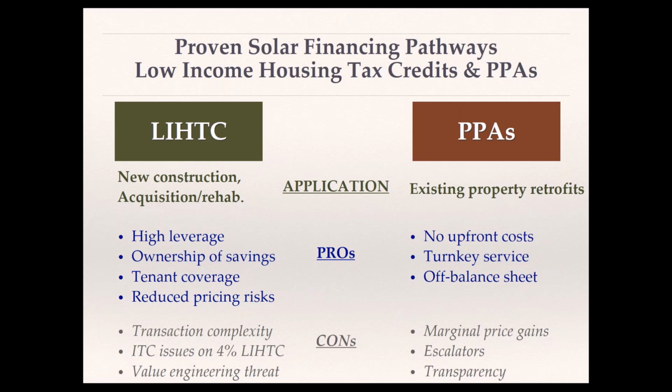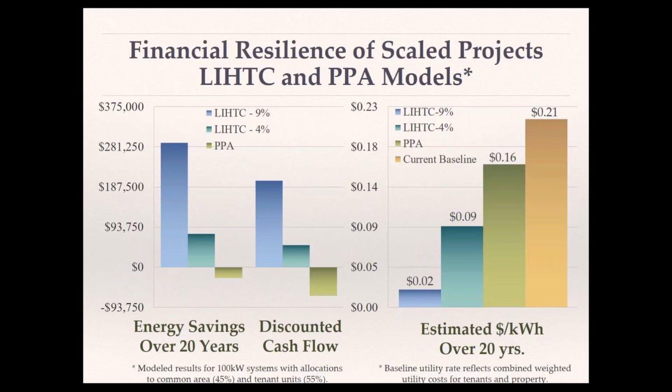Each of these approaches also has some cons. There are some transaction complexities with respect to the LIHTC initiatives under 4% tax credit projects. There's also a question about how much of that ITC value can actually be captured, and value engineering on these projects tends to be a real threat. For PPAs, again, you have only marginal cost price gains. You have escalator issues, and there are some transparency questions.